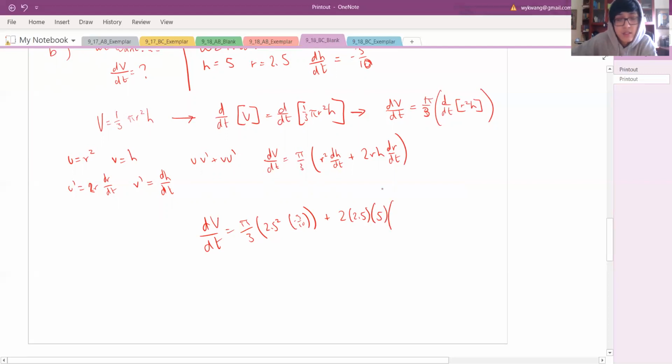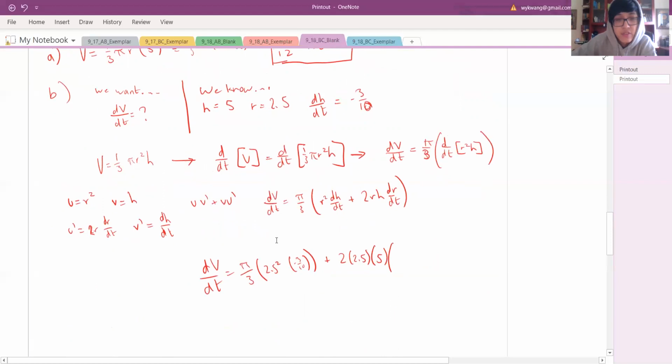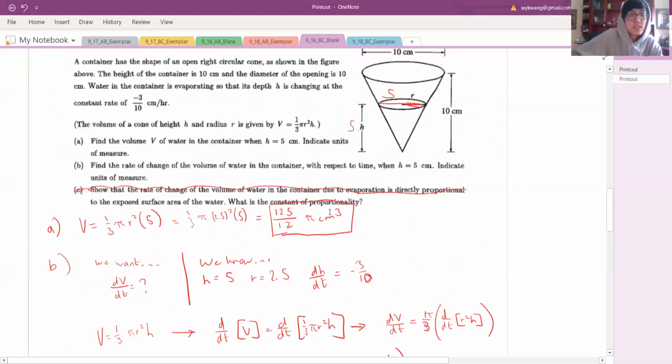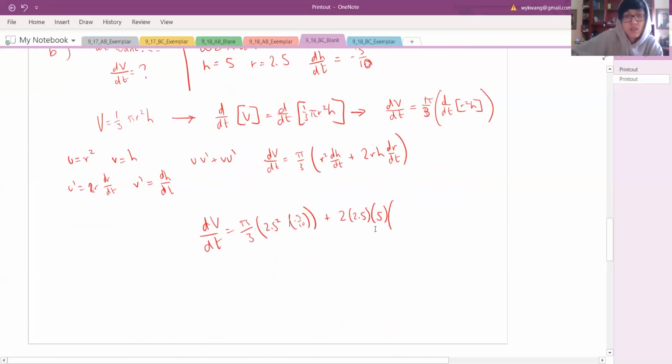Times dr over dt. Well, what's dr over dt? Oh no, we don't have it in the we know section. All we know is h, r, and dh over dt. Now it's asking us for dr over dt. They never told us what dr over dt is, and we've never calculated for it because we don't know how.